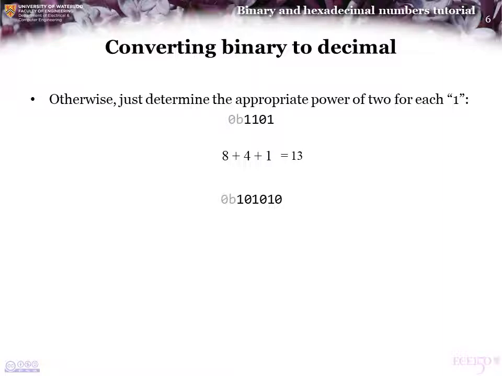Okay, here's another example. Here we have the number 101010. This represents the decimal number 32 plus 8 plus 2, because we have, starting with the least significant bit, the one on the right, 0 times 1 plus 1 times 2 plus 0 times 4 plus 1 times 8 plus 0 times 16 plus 1 times 32. And this equals 42.